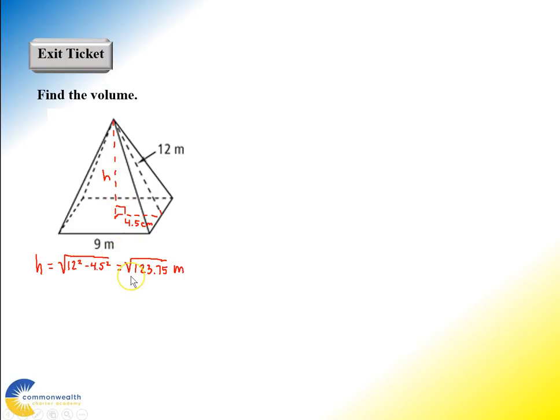And h ends up being the square root of 123.75, which really is not a perfect square. So I'm going to leave it like that, so that when I gather the information I need for calculating the volume, I need to know the height, which I just calculated. The area of the base is just going to be 9 times 9, which is 81 square meters. And so when I do 1/3 of the base times the height, I do get about 300.4 cubic meters.